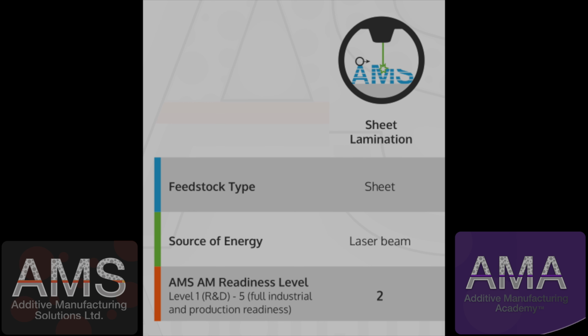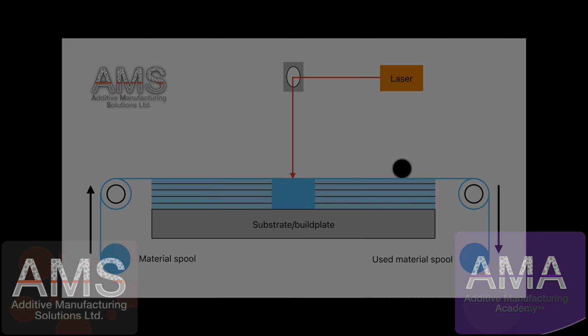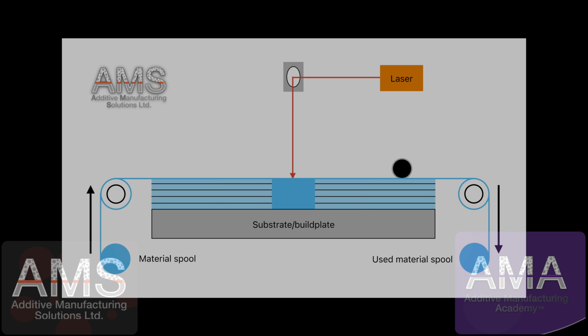Next up is sheet lamination. In the case of sheet lamination, rather than a powder bed, we selectively melt areas of a sheet which is laid on top of each other. In some of the earlier days of additive manufacturing in the late 80s and early 90s, this seemed to be one of the highest productivity-based metal technologies available.